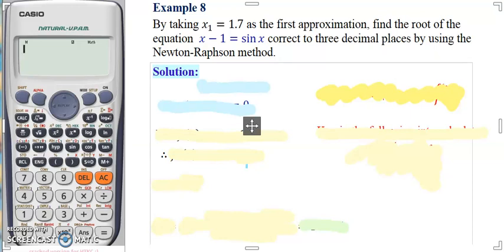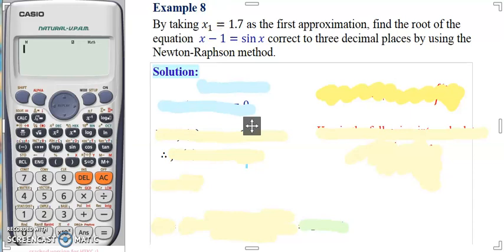In this video, we're going to make use of the second part of example number 8 in the lecture notes to learn the algorithm of using the Newton-Raphson method to find the solution of an equation. At the same time, we try to learn some calculator skills to make the calculations even simpler.